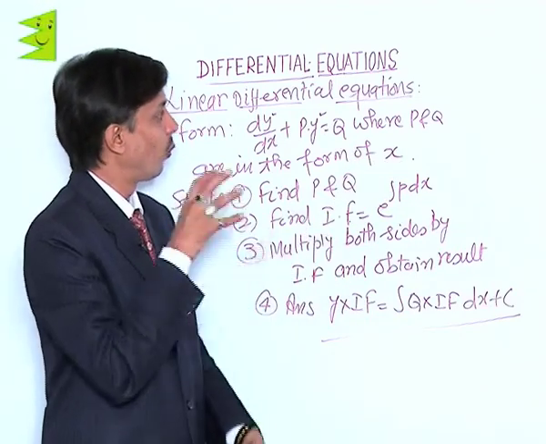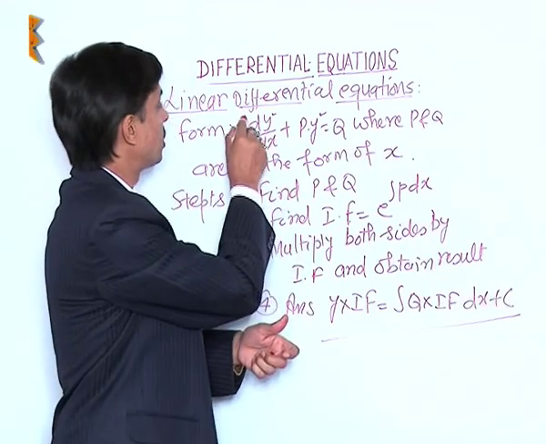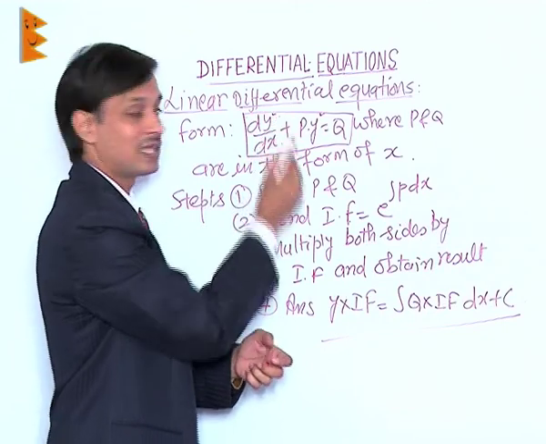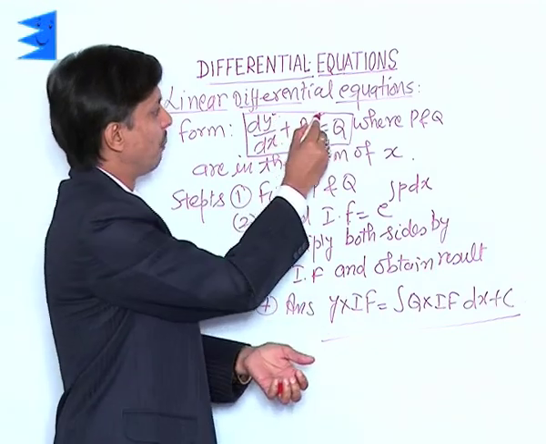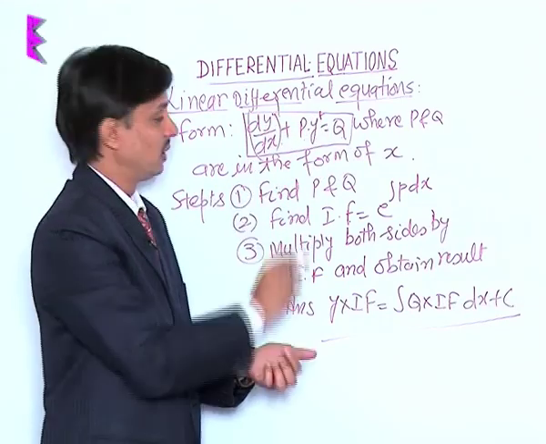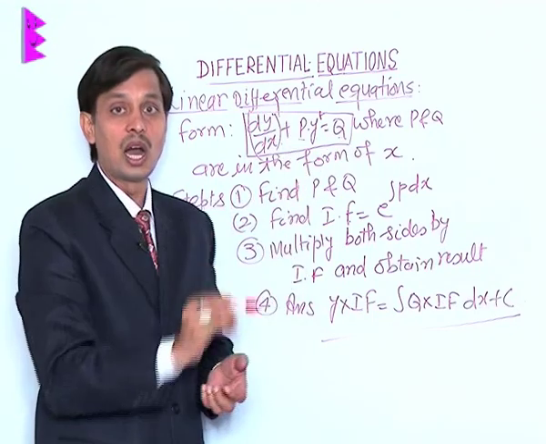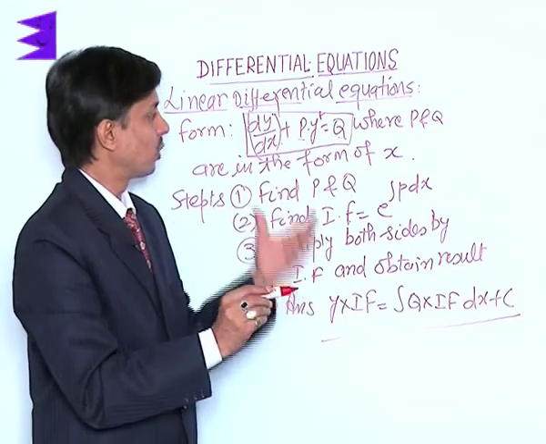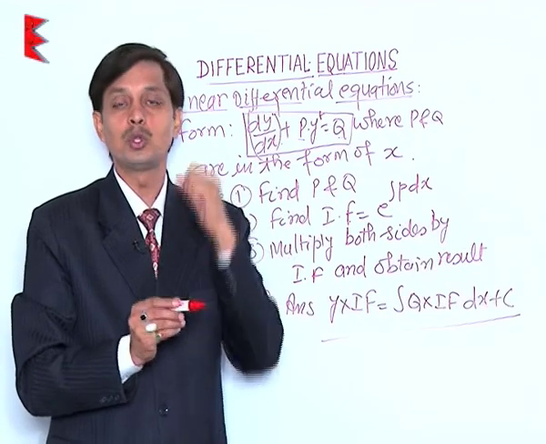So to know whether the problem is a linear differential equation, we must know that the problem belongs to this form: dy by dx plus p into y is equal to q. Power of y is 1. Here the power of dy by dx is 1, it is a first order derivative, and the terms p and q are of the form x. So if the question is a linear differential equation, then what is the approach to solve?